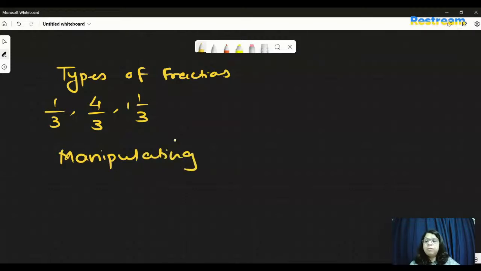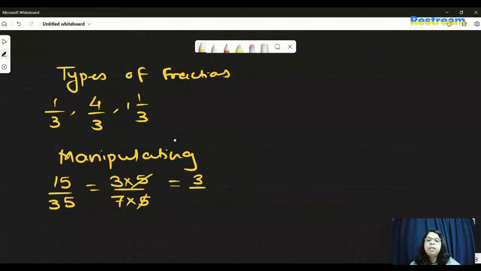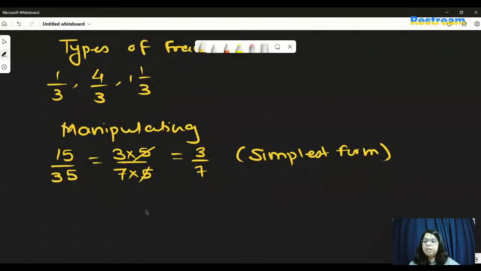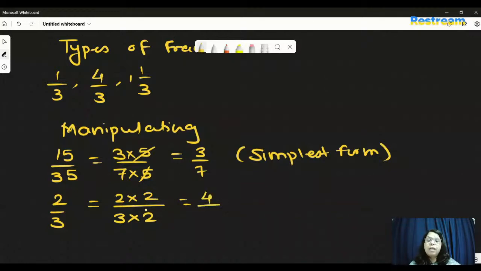Okay, then we learn manipulating, in which we learn simplest form. So let's say I have 15 over 35, which is equal to 3 times 5 over 7 times 5. So I cancel 5 and 5, I get 3 by 7. This is called simplest form. Then we had equivalent form, in which we take a simple fraction 2 by 3 and we write its equivalent form. So let's say 2 times 2 over 3 times 2, which is equal to 4 by 6. This is called equivalent form.